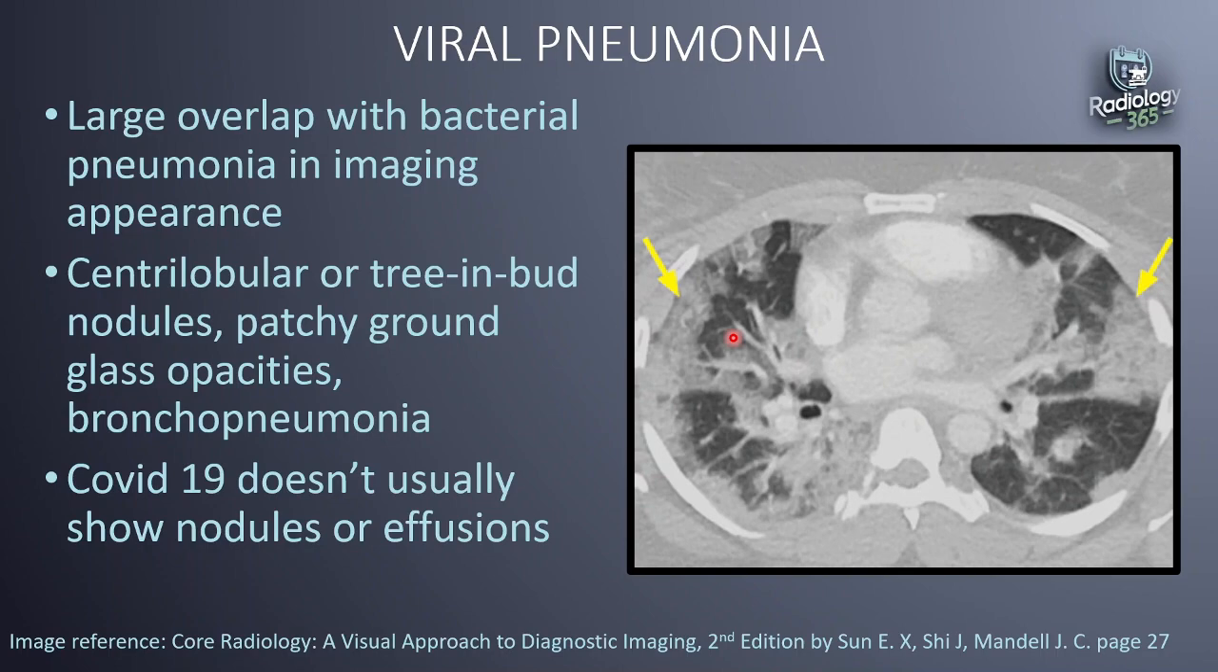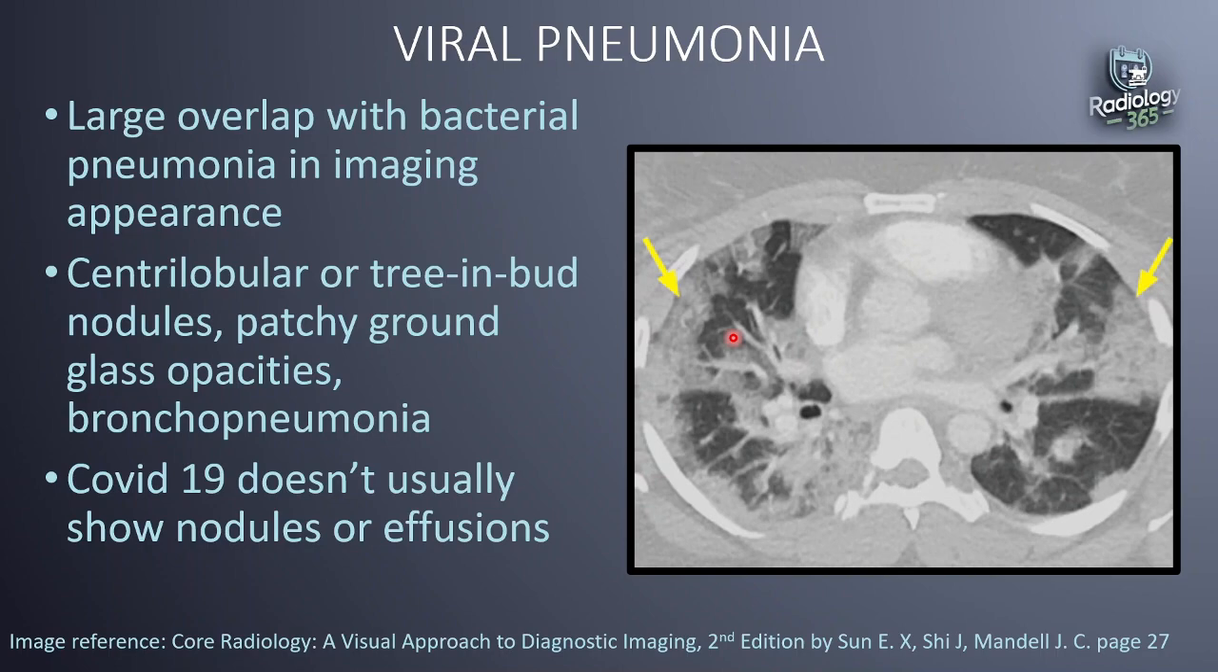In general, viral pneumonias have a large overlap with bacterial pneumonias in imaging appearance. Classic imaging findings on CT include centrilobular or tree in bud nodules, patchy ground glass opacities, and bronchopneumonia, that's peribronchial consolidations. Then in 2020, thereabouts, there was this pandemic that shook the earth. That's COVID-19. It's a severe acute respiratory syndrome, and it's significant to know about because it was a pandemic some time back. Imaging findings are really non-specific.